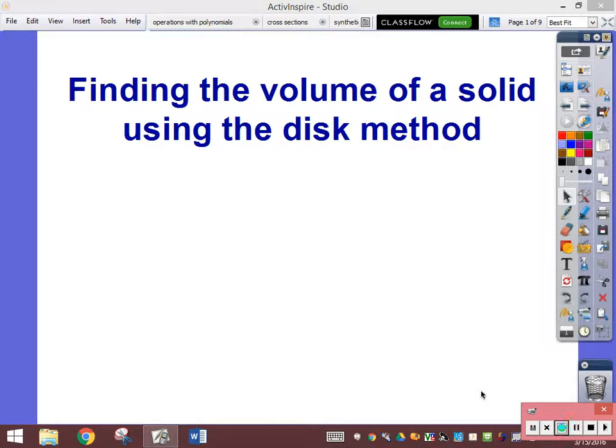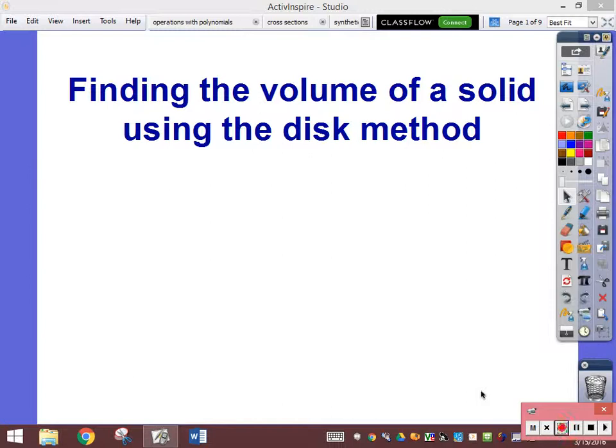using the disk method. So the idea behind this is if I have a solid and I can represent the outline or the edge of the solid using a curve on the coordinate plane, and then rotate that region around an axis, so either the x or y axis, I can recreate that solid and then therefore use integration to find the volume of the solid.